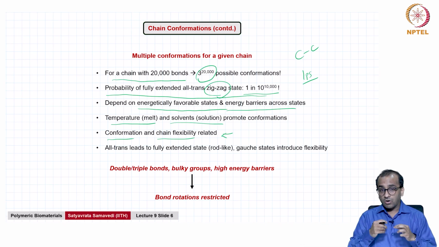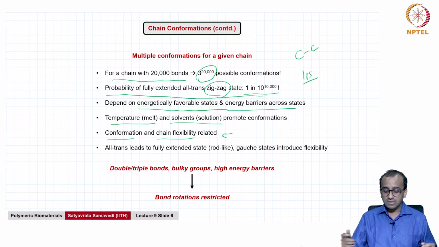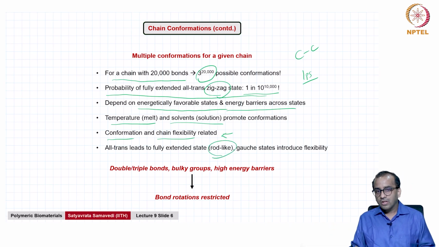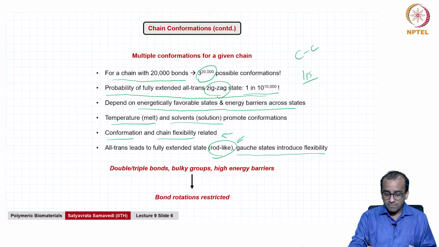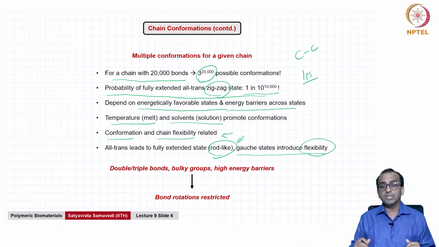In other words, the all-trans fully extended state is considered the rod-like state, which is considered stiff compared to the introduction of the gauche states, which introduces flexibility. That is an important point to keep in mind as we go through this lecture, because here we are now connecting conformation to words like flexibility and rod-like rigidity. So, the association is important here.